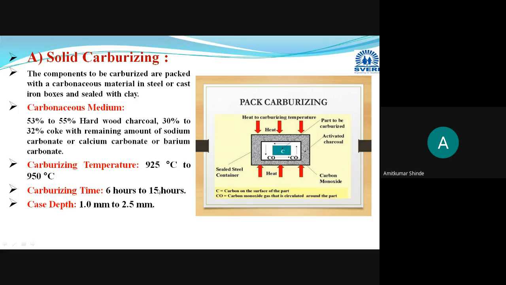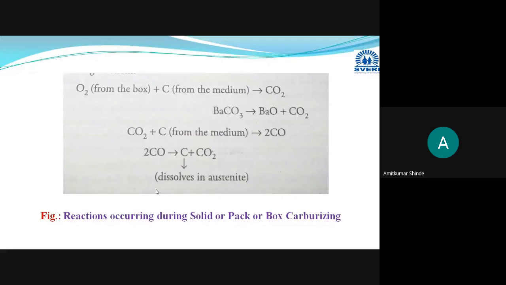During these 6 to 15 hours, what exactly happens there? Whichever medium we have used, the carbon will initially react with the oxygen present in the box, and it will form carbon dioxide gas. Again, suppose you have added the energizer or accelerator. Here I have taken the barium carbonate reaction. Barium carbonate is added. It will break at the higher temperature range, and it will form barium oxide and carbon dioxide.